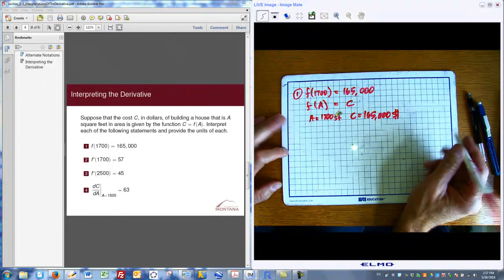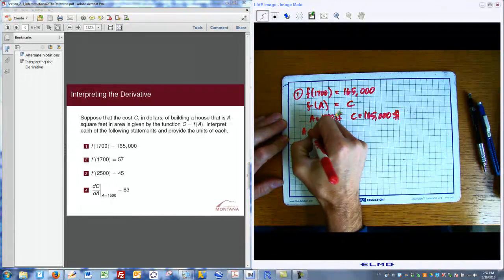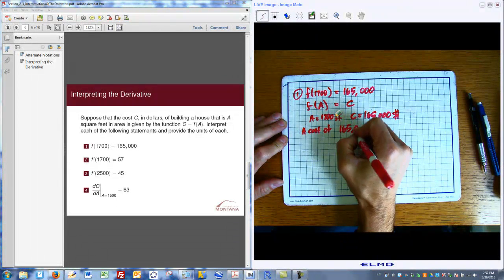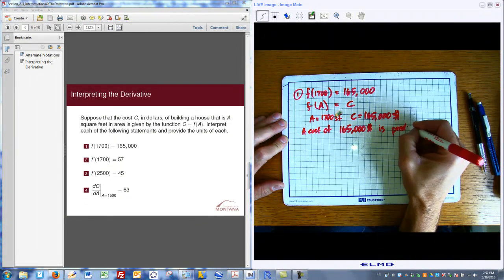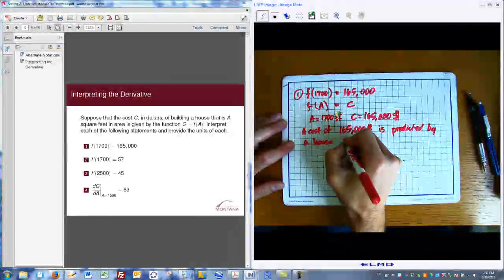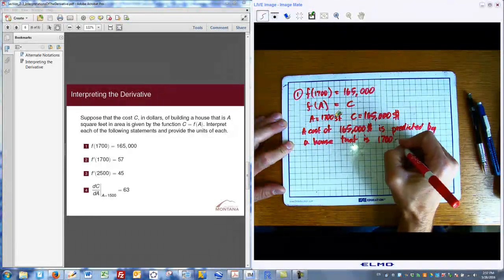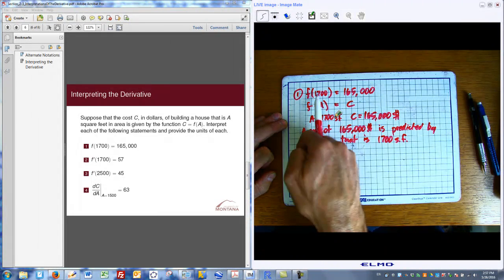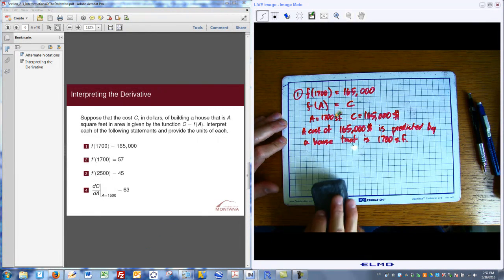So if we were to interpret this, we would say that this particular function predicts a cost of $165,000 is predicted by a house that is 1,700 square feet in size. So this was simply an input-output. If we know the square footage, then we can predict the house's cost to build. All right, so that's number 1.